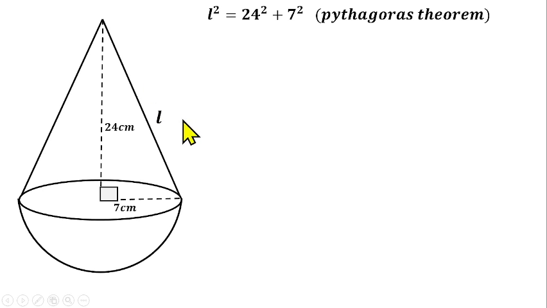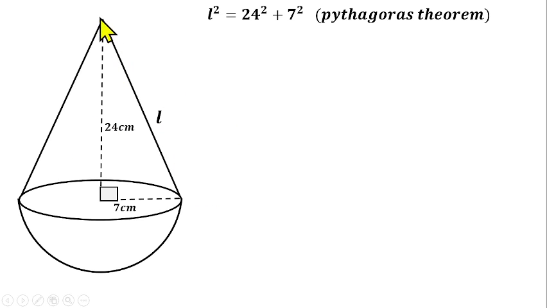We need to find the slant height. Because if you want to find the curved surface area of the cone, we need the slant height of the cone, and that is our L. When you get that, that's what we use to find the curved surface area of the cone. We cannot use the vertical height. That vertical height is used to find the volume of the cone. So to find the curved surface area of the cone, we need to use the slant height, which is this L.